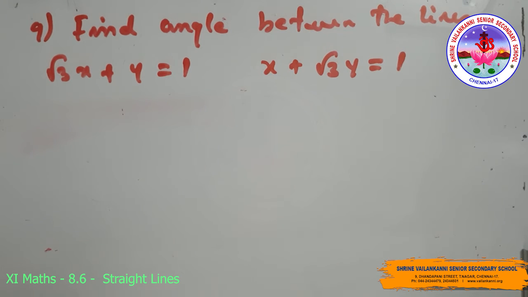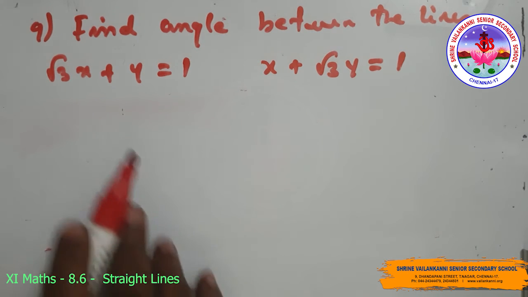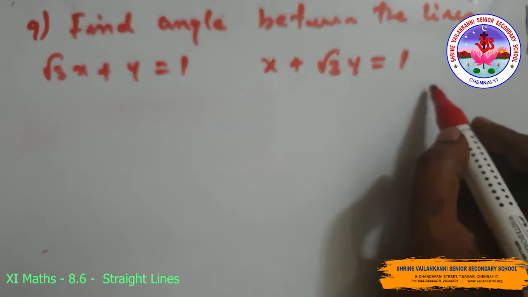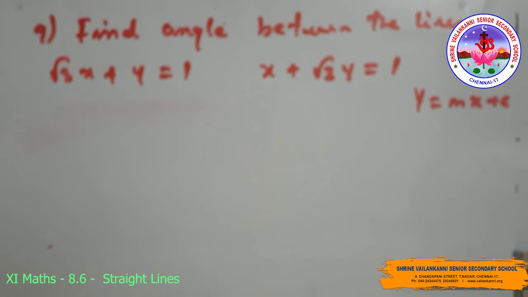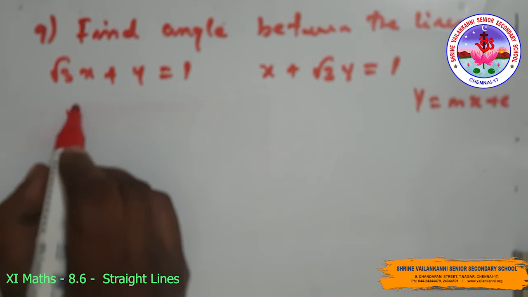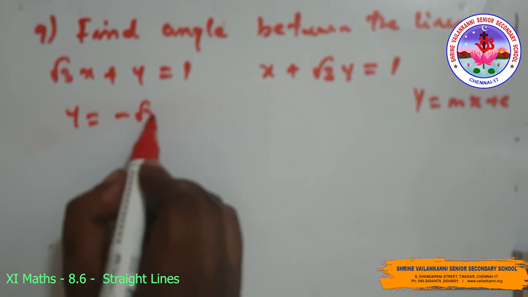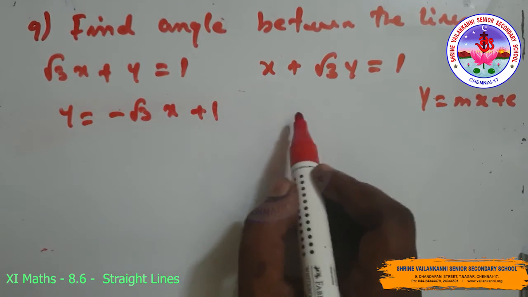Ninth question, find the angle between the lines root 3 x plus y equal to 1 and x plus root 3 y equal to 1. So using the formula tan theta equal to modulus of (m1 minus m2) by (1 plus m1 into m2). So we have to find the slopes of the two equations. Write the equations in the form of y equal to mx plus c so that we can find the slopes of the two equations. y equal to minus root 3 of x plus 1.